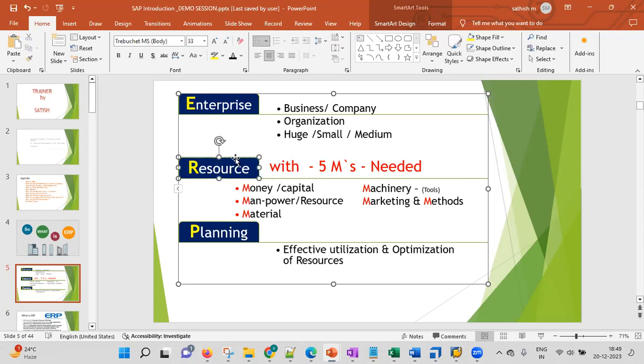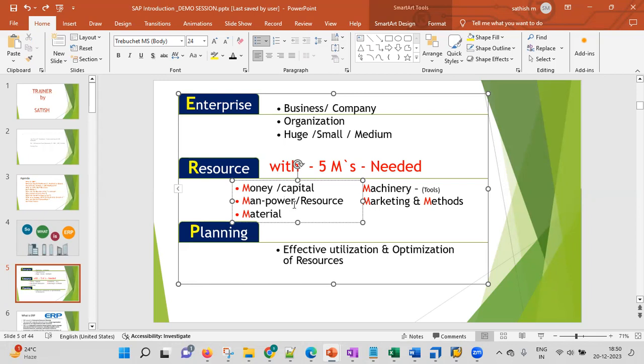Next one is about the resources. When you are doing a business, you need 5 M's. What are those 5 M's? First, when you want to start a business, you need money, or capital. You know what capital is. So money is required first.